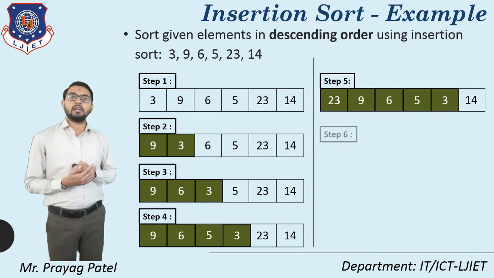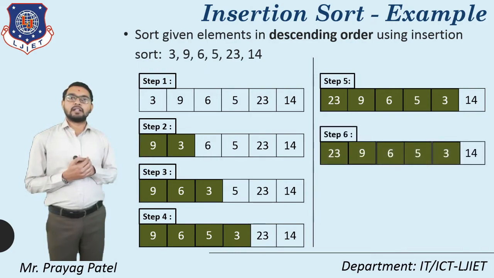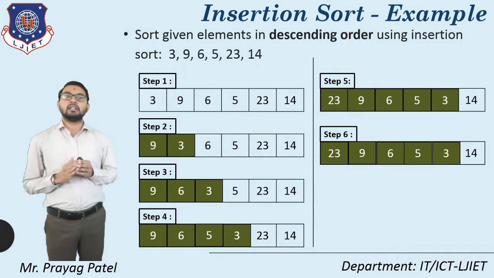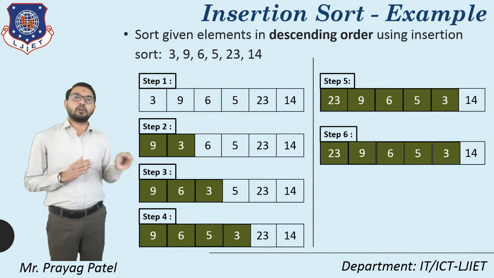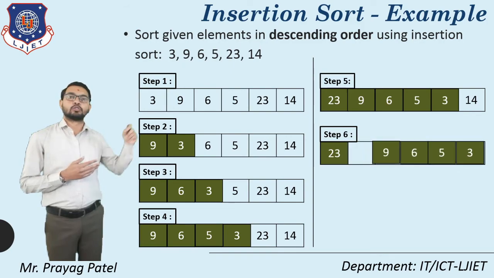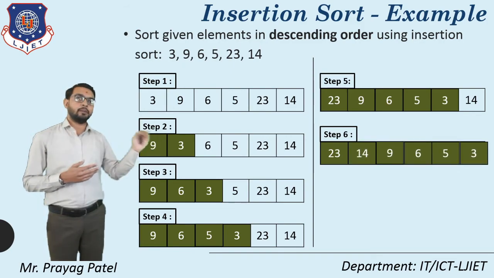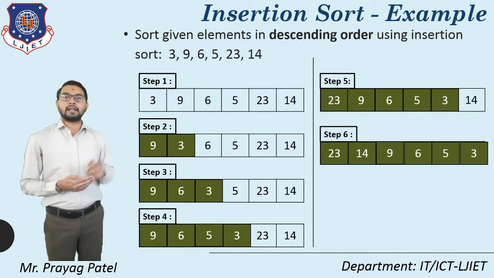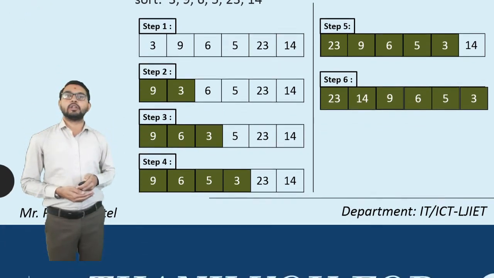Now consider the 14. For that, consider step number 6. Now 14 is put after the 23. That's why right shifting of 3, 5, 6 and 9 will be performed. Then put the 14 at the second location. So after right shifting of these, put the 14 at location number 2. So this is a simple example of the insertion sort algorithm.